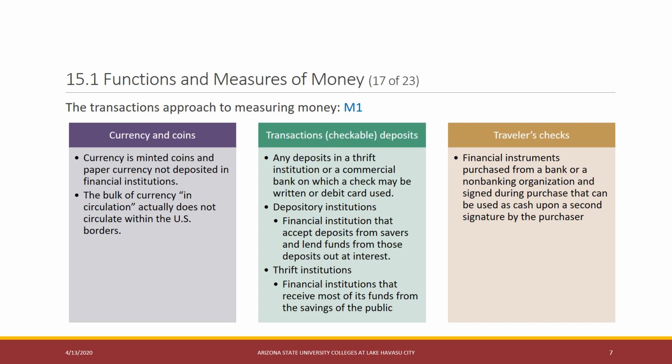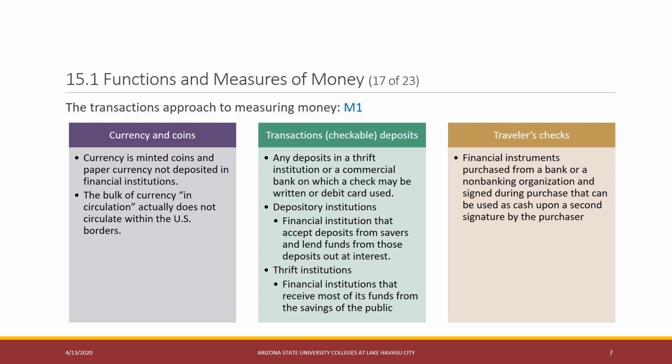And what is M1? The money supply measured as the total value of currency plus transactions deposits plus traveler's checks not issued by the banks. Okay, three things: currency and coins, transaction deposits, and traveler's checks. So let us first focus on currency and coins.